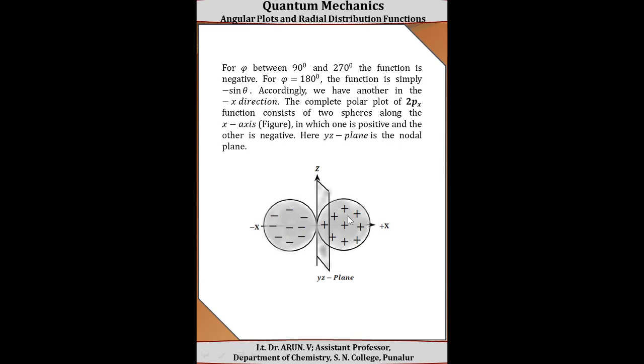For phi between 90 degree and 270 degree, the function is negative. For phi equal to 180 degree, the function is simply minus sin theta. Therefore, we get another circle in the minus x direction. The complete polar plot of the 2px function consists of two spheres along the x-axis, that is, one sphere in the positive x-axis and another sphere in the negative x-axis. Here the yz plane is the nodal plane where the probability of finding an electron is 0.